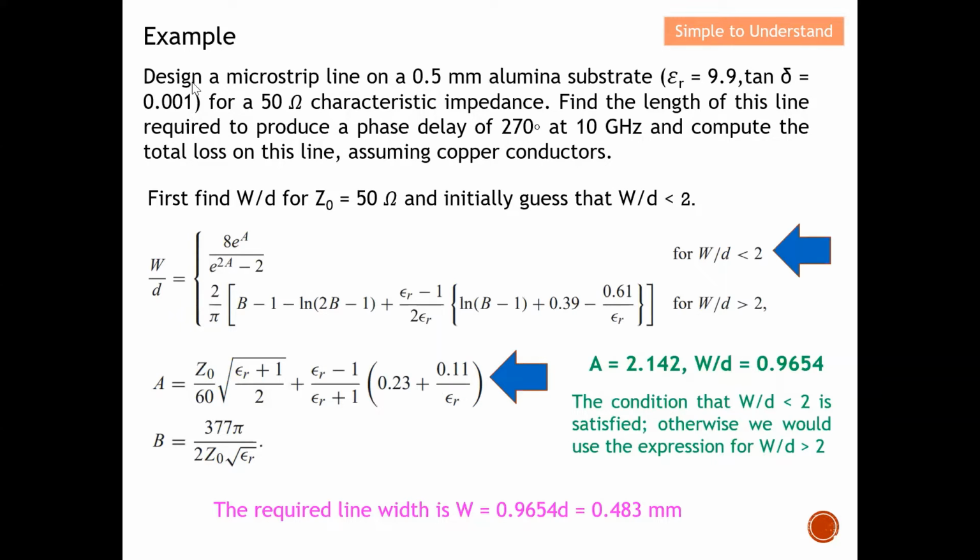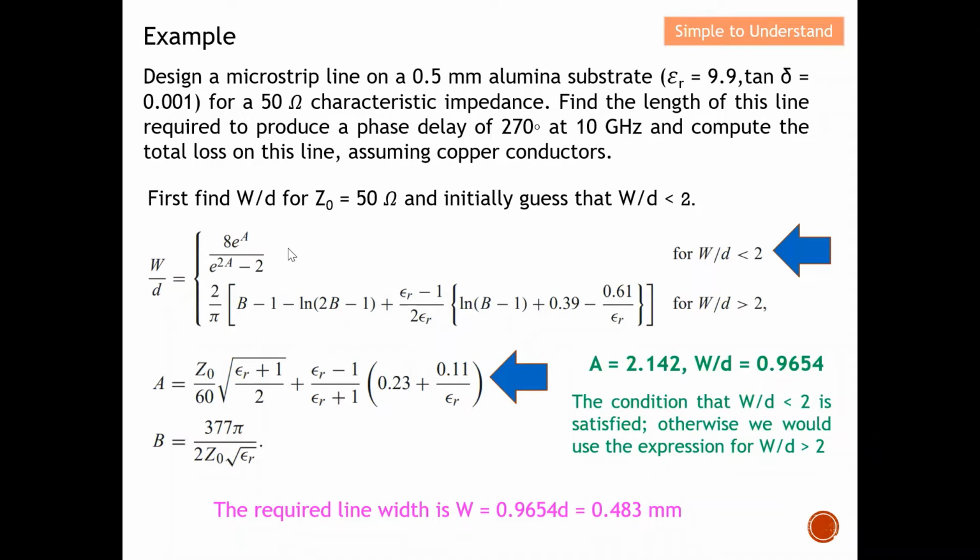For example, I need to design a microstrip line on a 0.5 mm substrate, so this will be the D, 0.5 mm. I know my dielectric constant will be 9.9. The characteristic impedance will be 50 ohm. I need to find the length of this in order to provide a phase delay of 270 degrees at 10 gigahertz. I also need to compute the total loss on this line. Assume that it's a copper conductor.